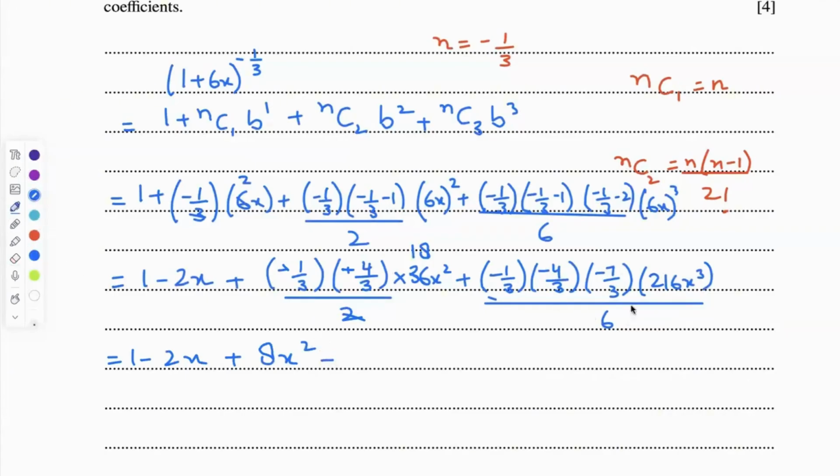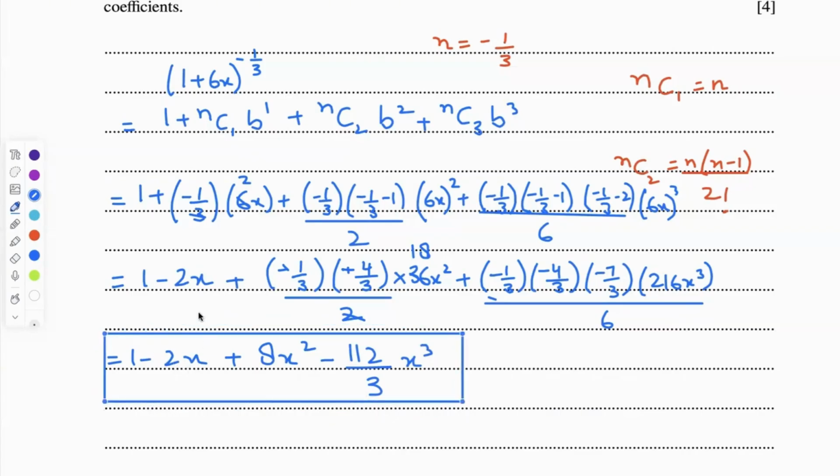And as we substitute this in the calculator, we'll get this final answer as minus 112 upon 6 upon 3x cube for the final answer. So the final answer will be 1 minus 2x plus 8x squared minus 112 upon 3x cube.